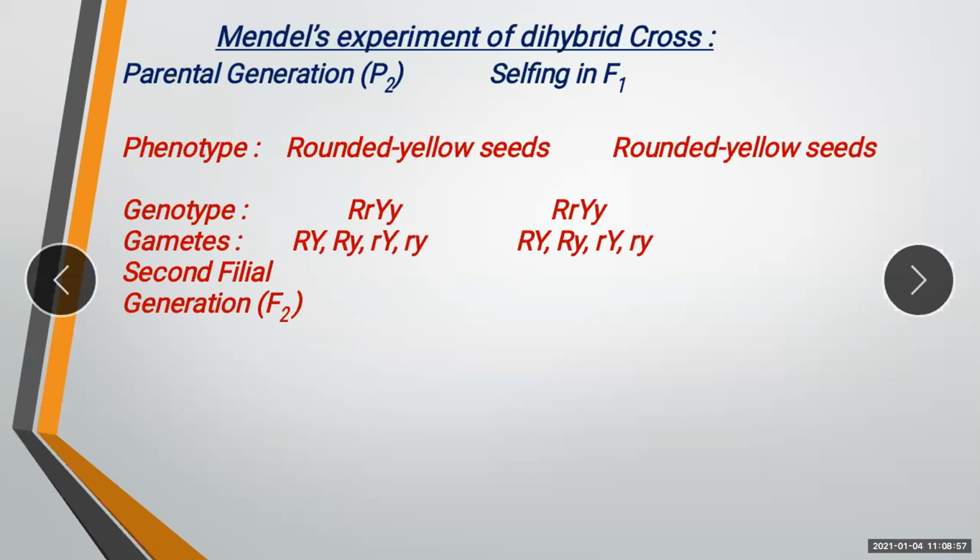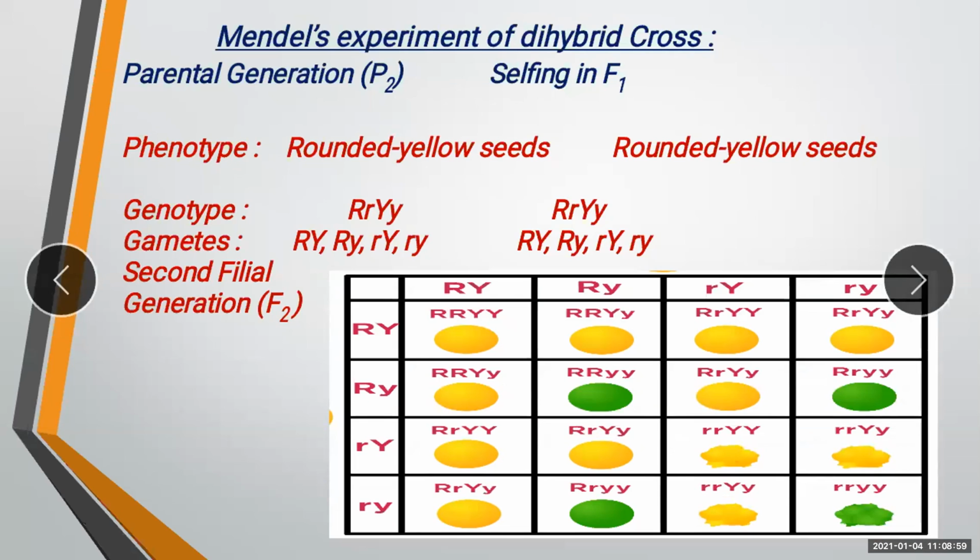Now let us see the second filial generation. So again, this is a Punnett square, and here is how you have to arrange the gametes. You know that you have to arrange the gametes in a vertical manner and a horizontal manner. These four gametes you'll write in the horizontal manner and also in the vertical manner. Right, now you'll see the combinations.